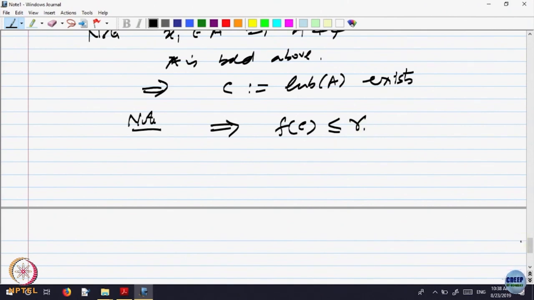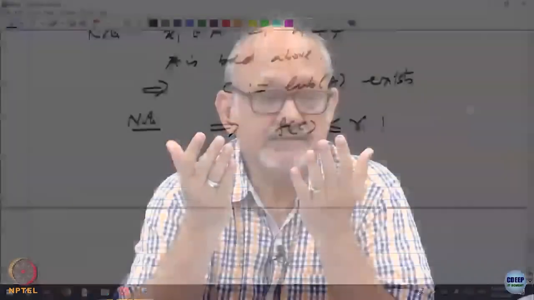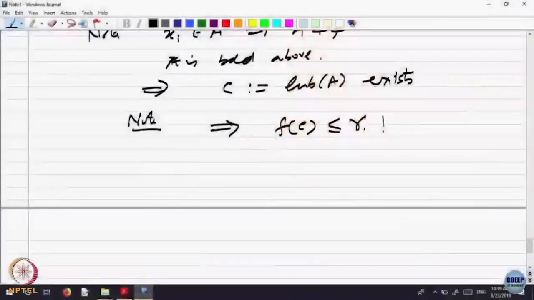Why is that? C is the LUB of the set A. Being the LUB of a set A, there must be a sequence in A converging to the LUB. I am not writing the proof, I am just trying to help you understand what I am saying. C is the LUB. So that means what?